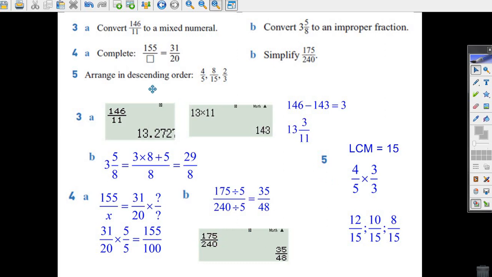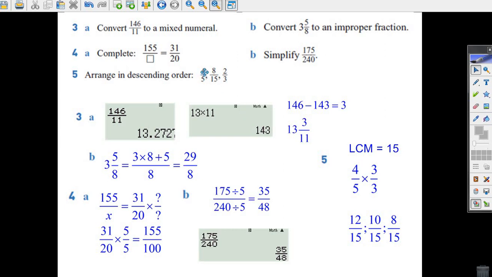Okay, the last question of this video, arrange in descending order: 4 over 5, 8 over 15, 2 over 3. What we need is the smallest number that all these denominators go into. Well, 15 divided by 15 is 1. 15 divided by 5 is 3. 15 divided by 3 is 5. So 15 is your least common multiple, 3 times 5. 15 is that number you want to put in the bottom.